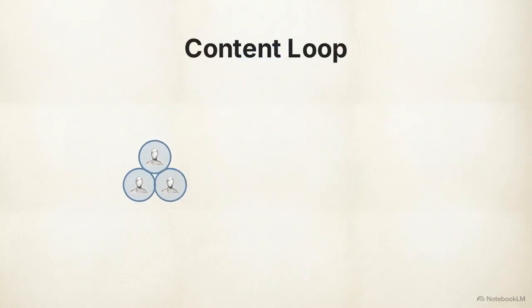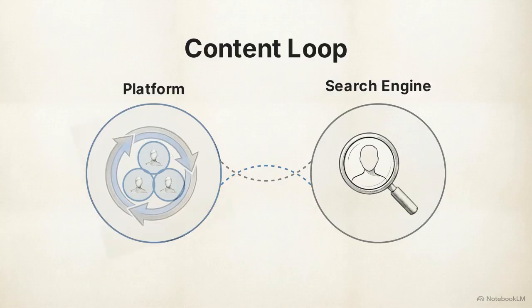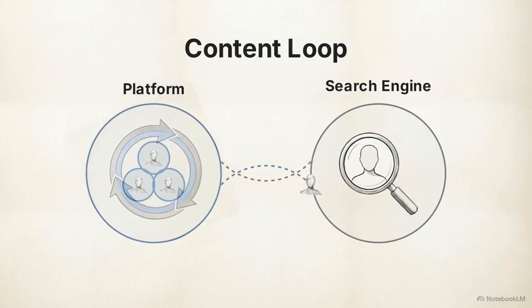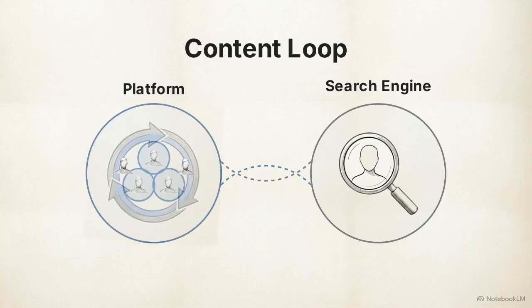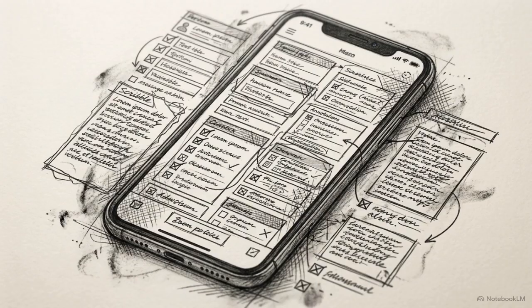The second model is the content loop, tracking the flow from user-generated content to external search engine indexing and back to new user discovery. Here, user-generated content acts as continuous fuel. Search engines index it, organically pulling in new searching users. A content loop's viability relies entirely on ruthlessly minimizing the friction of that initial step. If creating content is difficult, the loop starves.